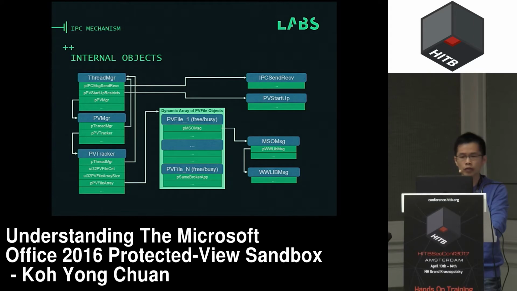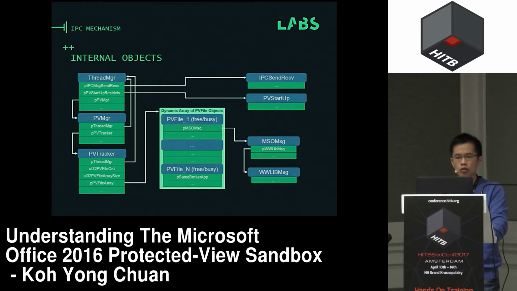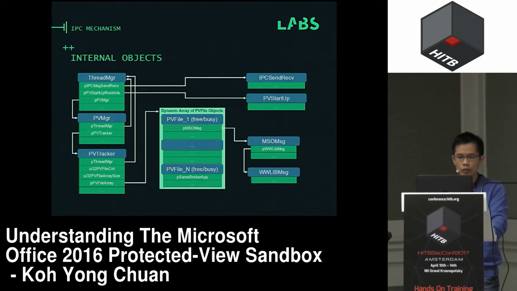This is an overview of the internal objects that the broker uses. This starts with the track manager object. This object holds references to the IPC send receive, PV startup, and PV manager objects. The IPC send receive describes the status of the named pipe and also the buffers to read or write from. The PV startup contains information from the initialization process, like the sandbox ID and so on. The PV manager does not do much except acting like a proxy to the PV tracker object.